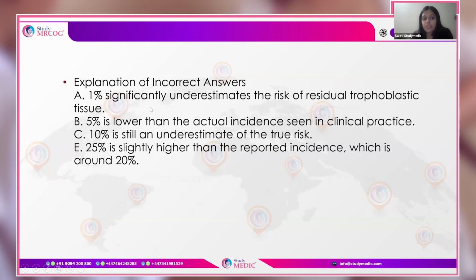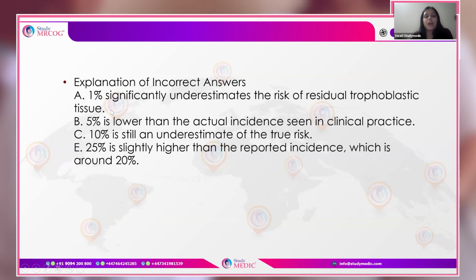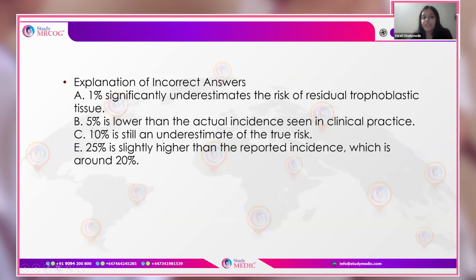So if we look at other options, 1% significantly underestimates the risk. 5% is again lower than the actual incidence. Sometimes we might confuse 1 in 5 with 5. But remember, 1 in 5 is 20%. So 5% and 10%, they are underestimations. 25% is a bit close to 20%, but 1 in 5, the exact percentage will be 20%. So here the answer will be 20%.